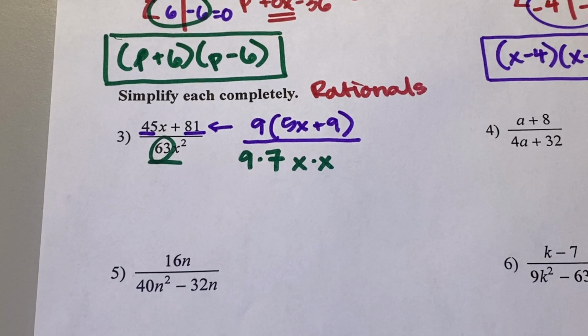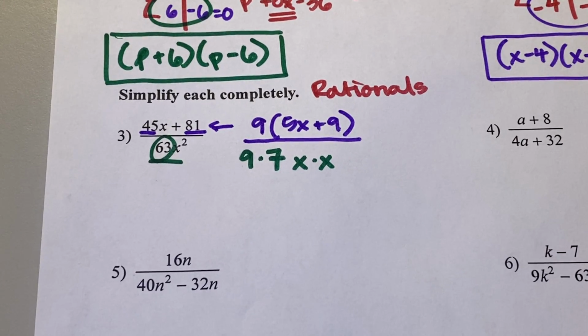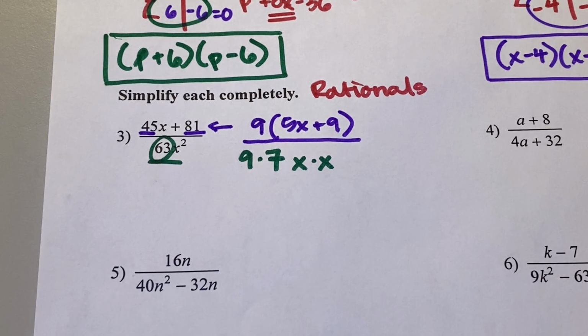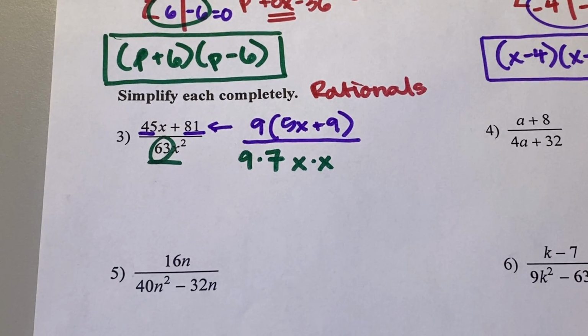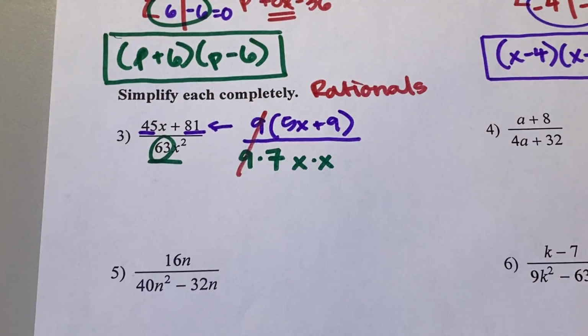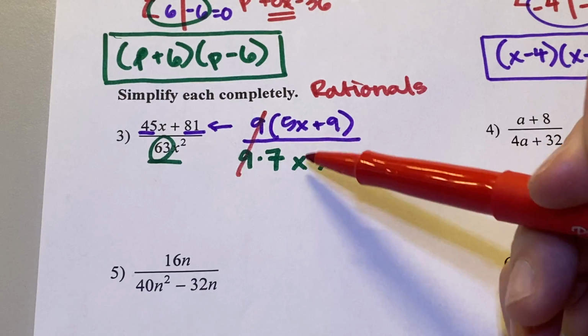So now, simplify. What is the exact same on top and bottom? If it's the exact same, I can cancel it out. What do you see? 9 and 9. Beautiful. I can cancel out those 9s. Anything else? Can we cancel an x? Ooh, I love this question.